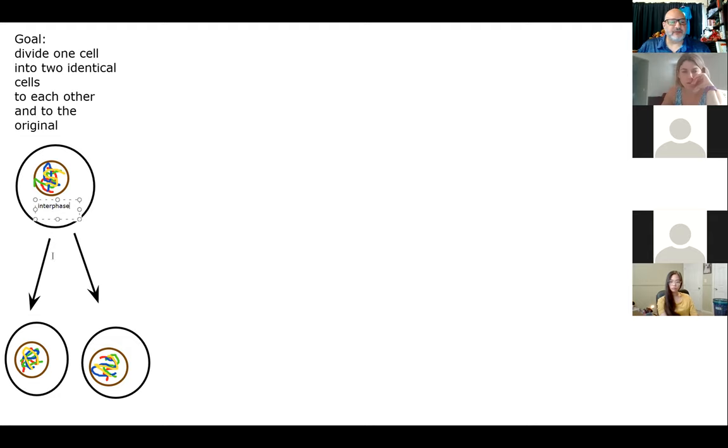So here we have a cell in interphase, and then we have 2 cells in interphase. All right, so let's talk first about mitosis. Remind me again, what is mitosis the process of? It's the nucleus division. Excellent. Division of the nucleus. And how many stages does it have again? 4. 4.5.